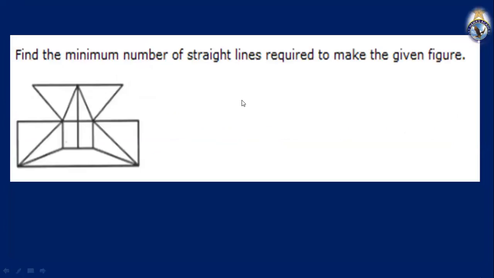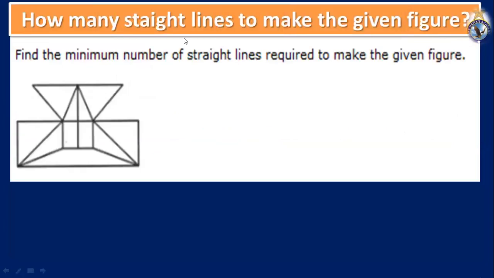So this one, please read this question. If you can read this one: how many straight lines to make the given figure? Find the minimum number of straight lines required to make the given figure. Now look at this. This is a very complex figure. A 3-dimensional figure is used over here. Simply you will have to count the straight lines.